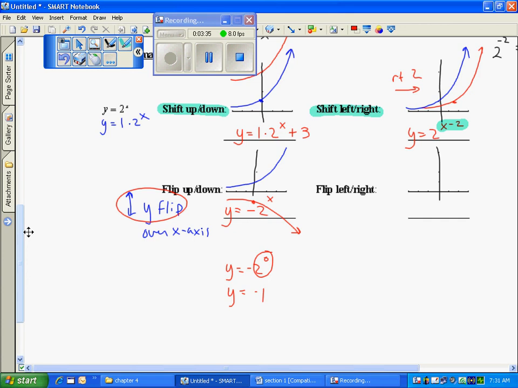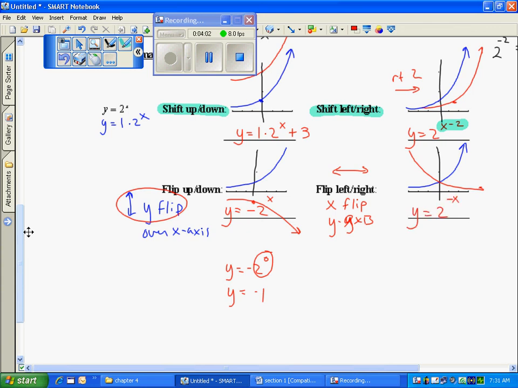Here's a left to right, so that's an x flip. And again, you're right, it goes over the y-axis, but it's a flip this direction. So if I go back to my original graph, I graph my original, and now what I want this thing to do is come this direction. So what happens there is I get y equals 2 to the -x.